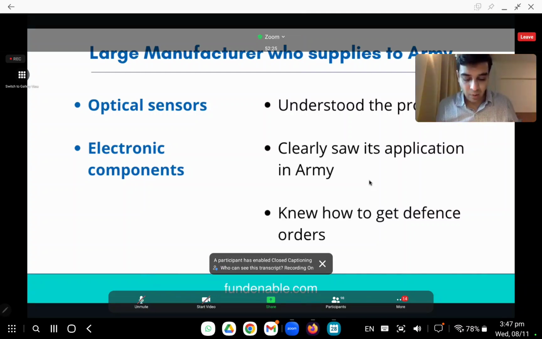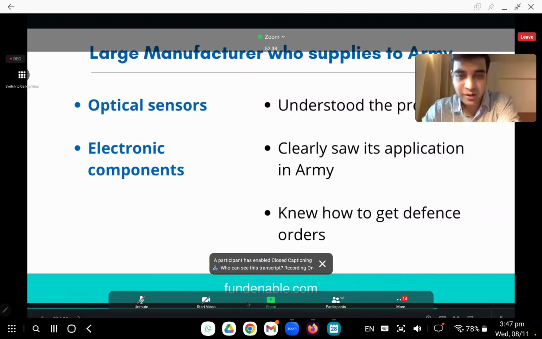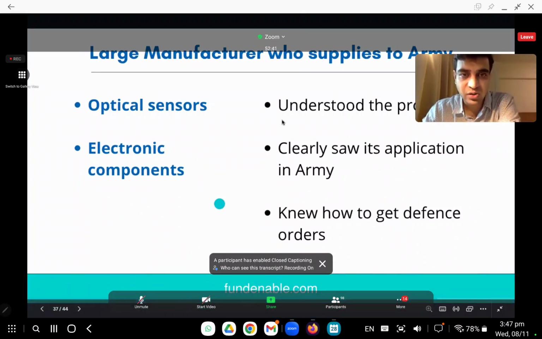So I'm going to take a quick pause here to see if there are any questions related to the approach that one needs to take to reach out to or select the right set of investors. Any thoughts, any questions? Happy to address those.